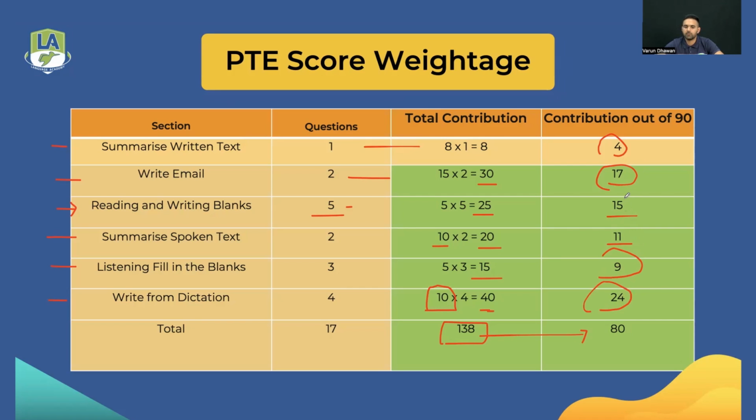Now, a lot of students tell me that we followed your template in email. Why did we get only 55? Email is only 17 points. The remaining points are from listening and reading.